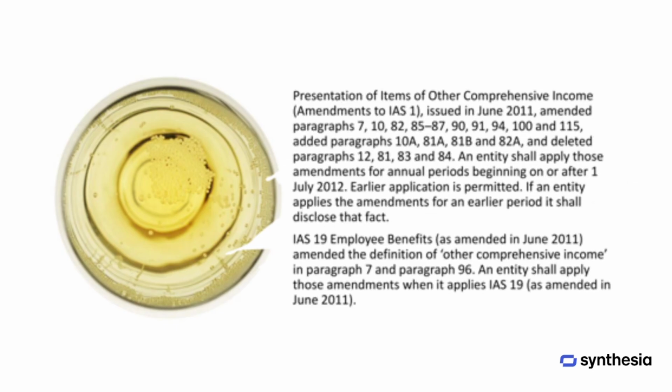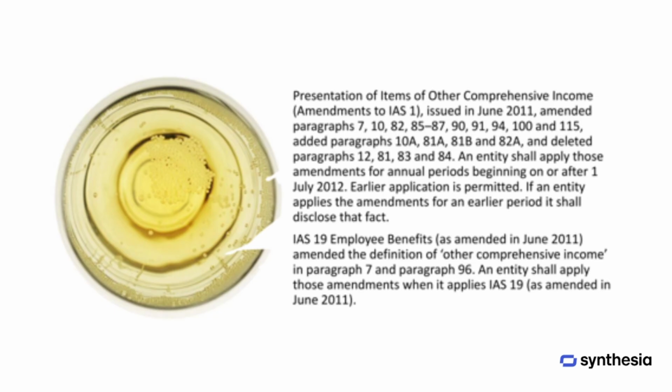The presentation of items of other comprehensive income, amendments to IAS 1, issued in June 2011, amended paragraphs 7, 10, 82, 85, 87, 90, 91, 94, 100, and 115, added paragraphs 10A, 81A, 81B, and 82A, and deleted paragraphs 12, 81, 83, and 84. An entity must apply these amendments for annual periods beginning on or after the 1st of July 2012, with earlier application permitted. If an entity applies the amendments for an earlier period, it must disclose that fact.